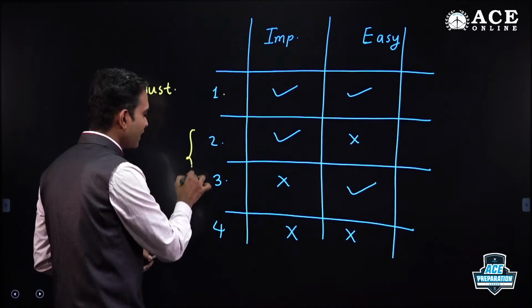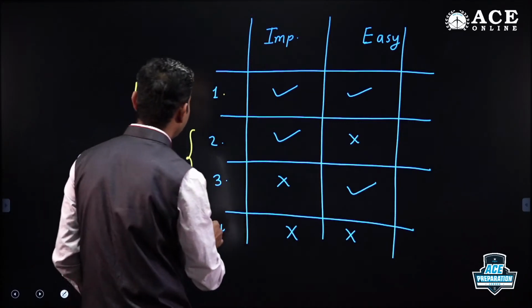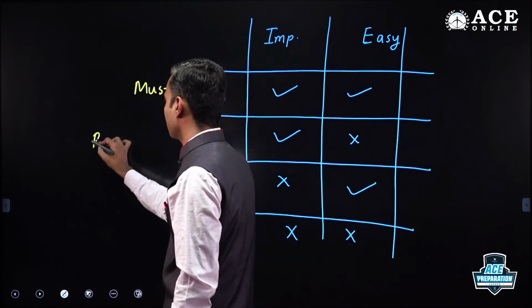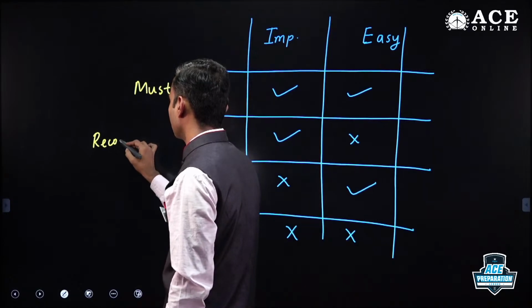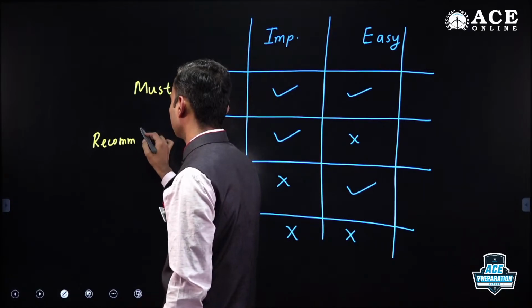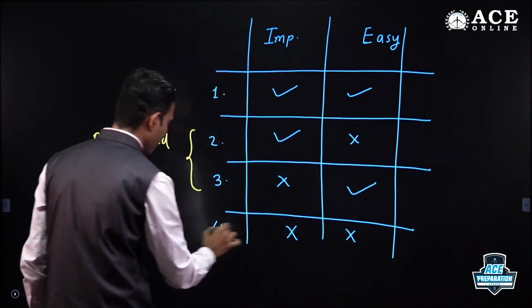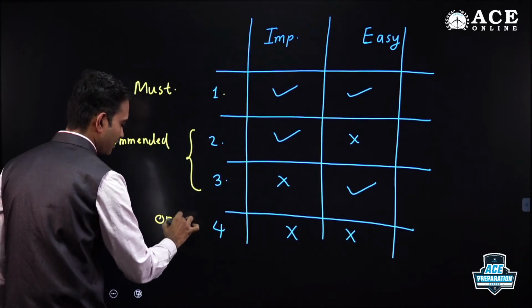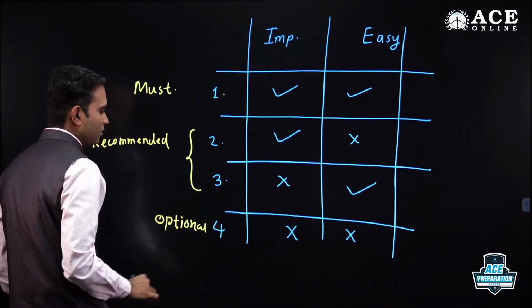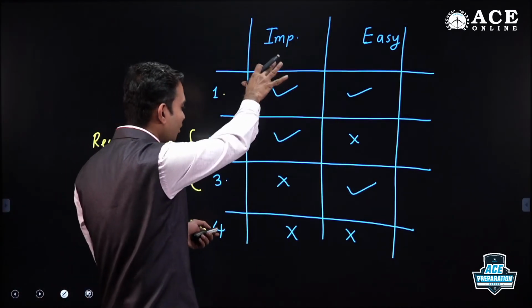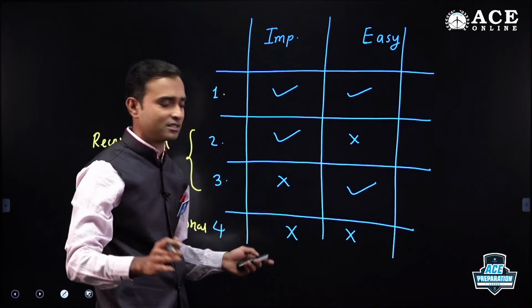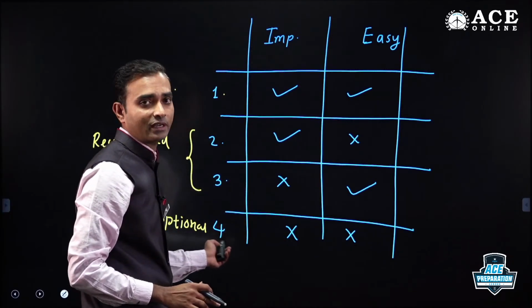And the second and third categories, these are recommended. And the fourth one you can keep as an option. So this is optional. So if you have time, if you have completed all the first 3 categories from all the subjects, then you go to this fourth category, right?